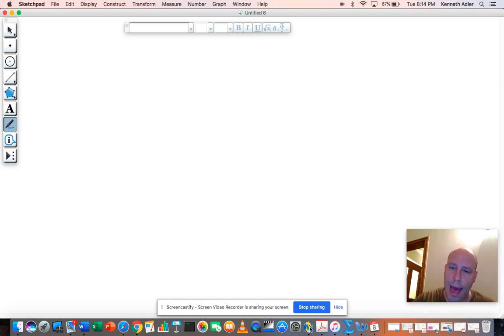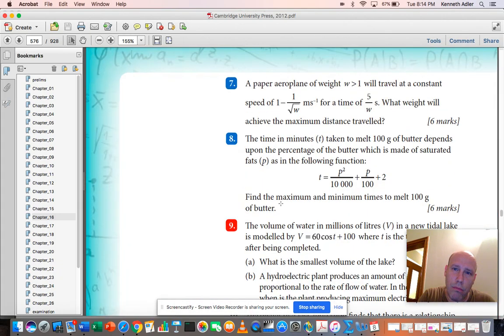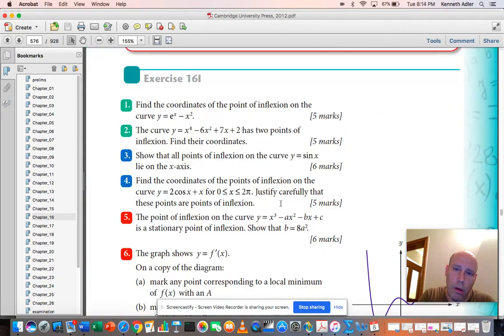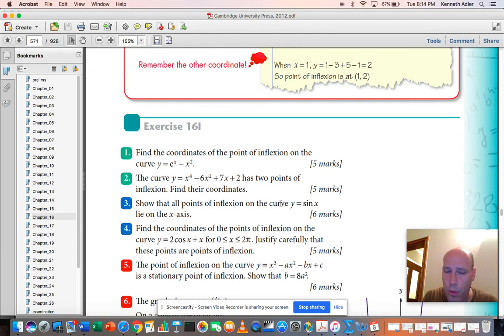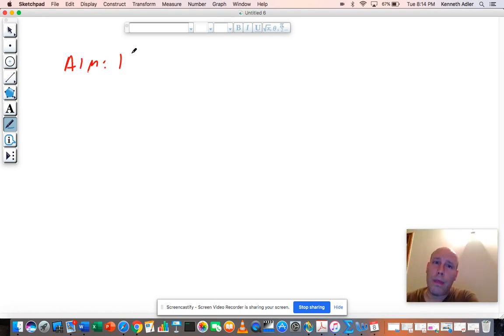Okay, so let's look at where we are. We are looking at 16I, and that's the points of inflection. Oh, sorry, wrong pen. Okay. This is 16I, and this is points of inflection.